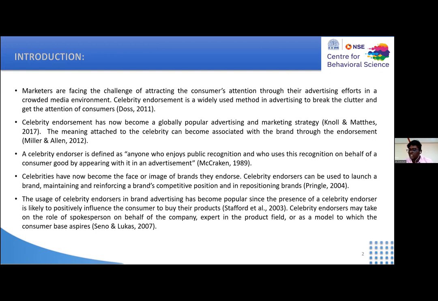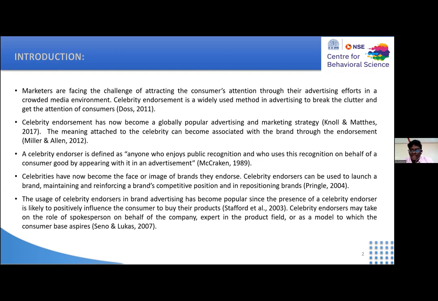Marketers are facing the challenge of attracting the consumer through their advertising efforts in the media. A widely used method in the marketing techniques is the use of celebrity advertisement. The usage of celebrity endorsement will increase the relationship between the consumer and the endorser. Celebrity endorsement has now become a globally popular advertising and marketing strategy, as proposed by Nolan and Match, 2017.